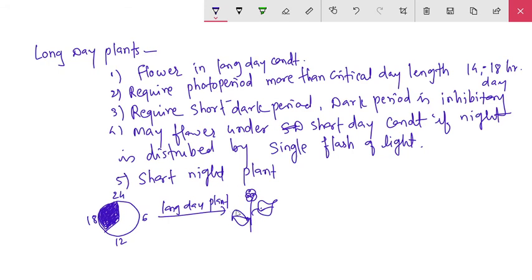Okay, long day plants show flowering when the day length is more than the critical day length. Then third, that is day neutral plants. The day neutral plants are the plants whose flowering is not affected by the length of the day.